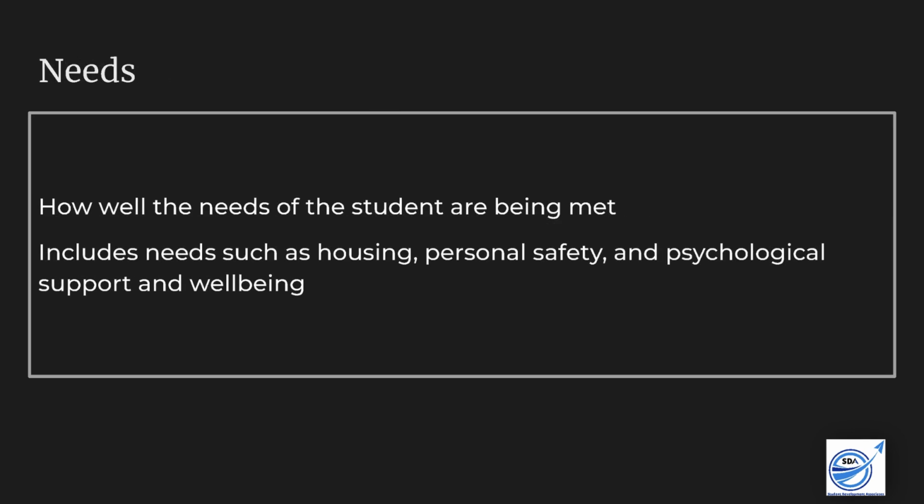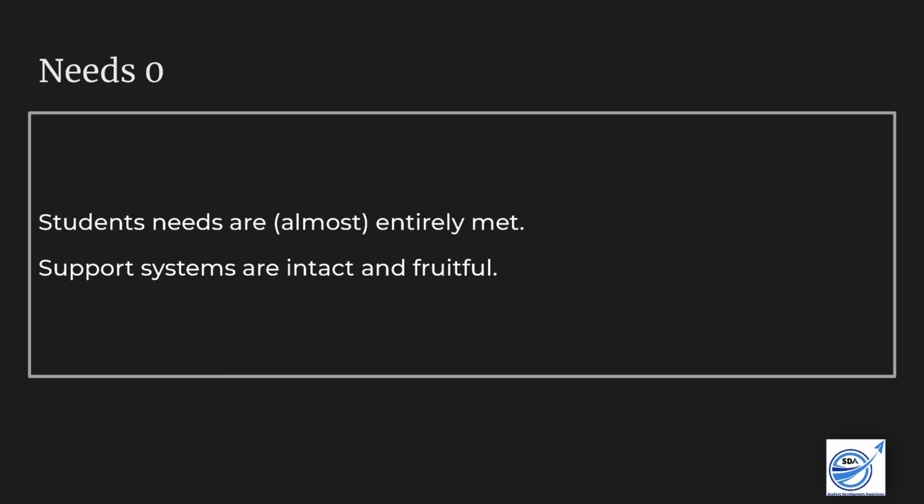Domain 3, needs. Needs are how well the needs psychologically, physically, and socially of the student are being met. These are things such as housing, personal safety, and psychological support and well-being. At needs level 0, the student's needs are almost entirely met. They might be entirely met, but they are almost entirely met for sure. Support systems for the student are intact and fruitful. Family, friends, other people are there for the student. They have a team, they have support.